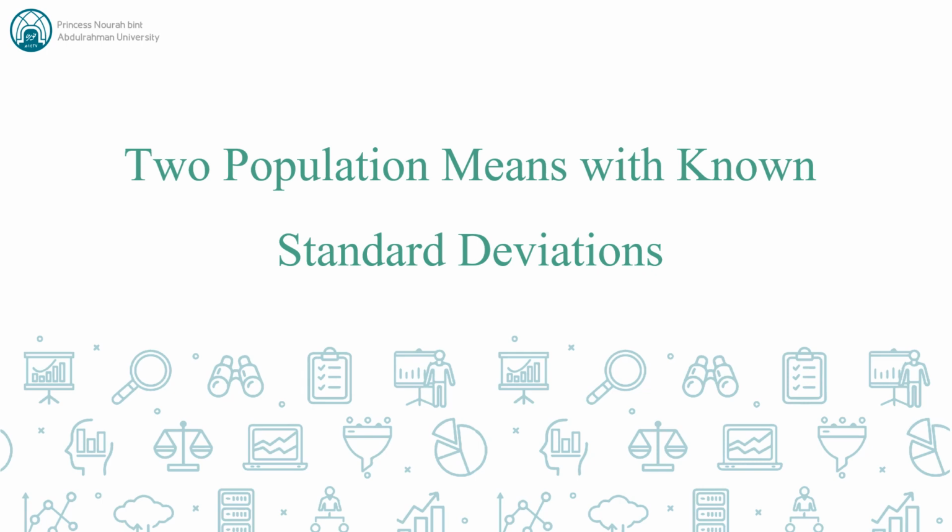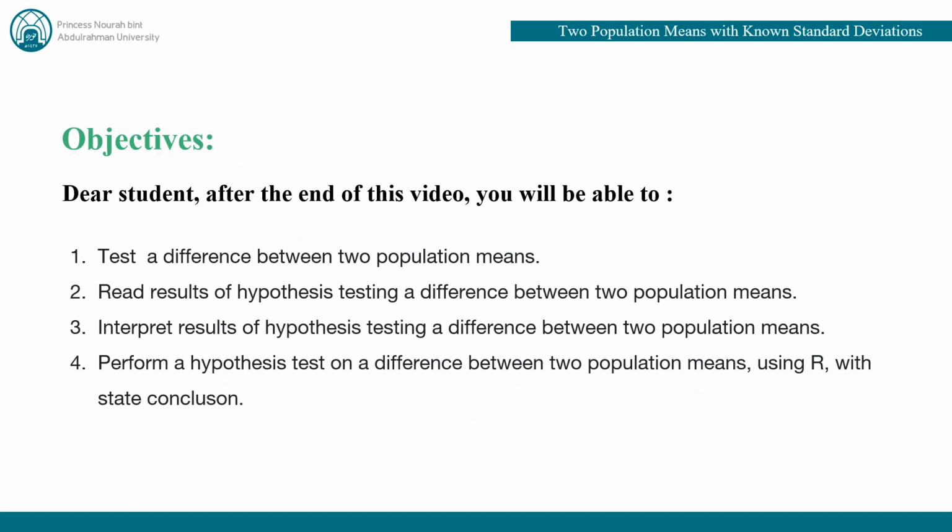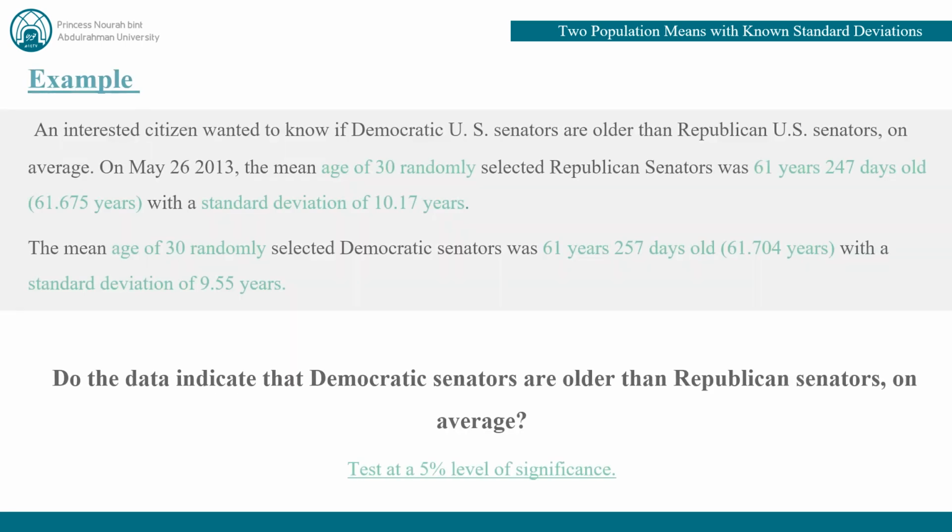Two population means with known standard deviation. Objective. Dear student, after the end of this video, you will be able to, first, test a difference between two population means. Second, read the result of hypothesis testing a difference between two population means. Third, interpret the result of hypothesis testing a difference between two population means. Fourth, perform a hypothesis test on a difference between two population means using R, with a stated conclusion.